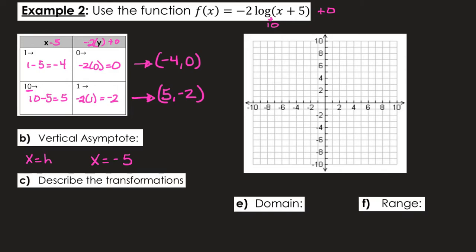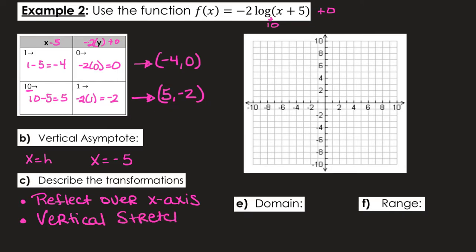The transformations, I like to do those from left to right. There's a negative sign out front, so that means it's going to reflect over the x-axis. And then we know that the 2 is greater than 1, so that means we have a vertical stretch.